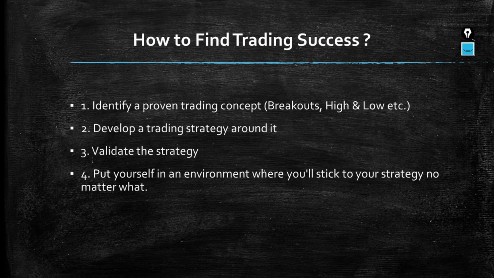So last but not least, guys, how to find your trading success. I'm gonna wrap this up as quickly as I possibly can. The first thing you're gonna need is to identify a proven trading concept. For example, we can use breakouts, or you can use high and low. High and low is basically being able to find the low for a specific day and the high for that specific day. Secondly, you need to develop a strategy around the trading concept you might have found. You have to see how the market works, and find a way to make sure you back test that strategy, which is step number 3. You're going to be validating your strategy, back testing, and seeing how you can actually make it work.